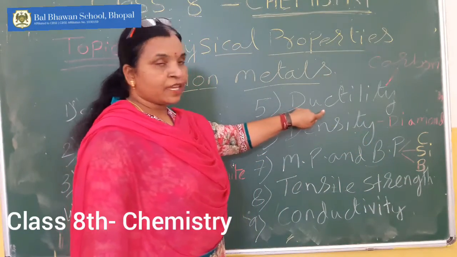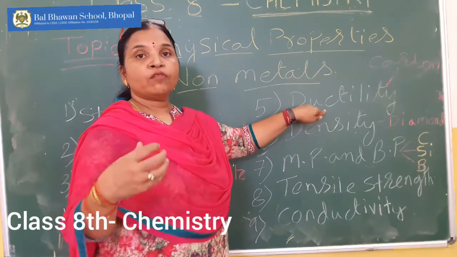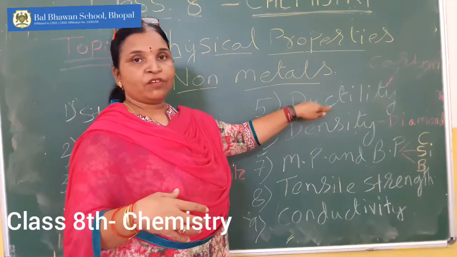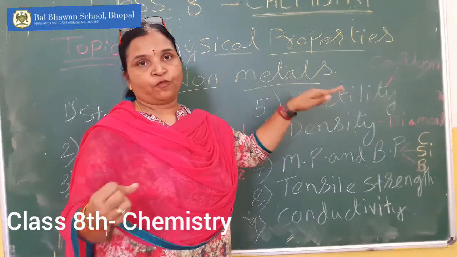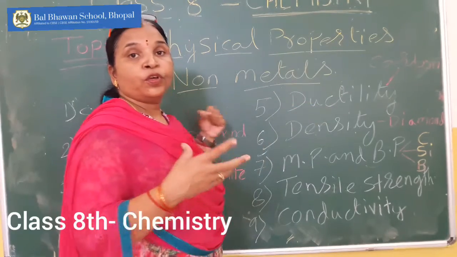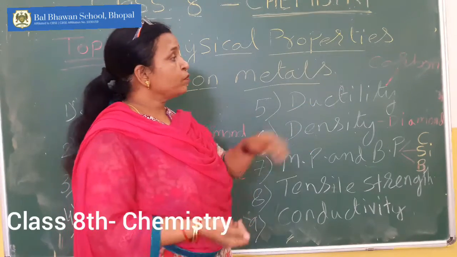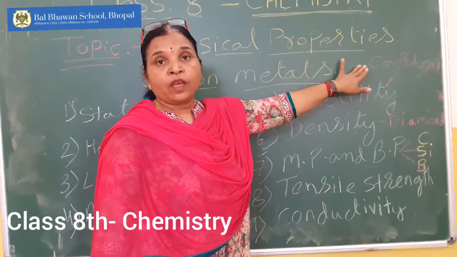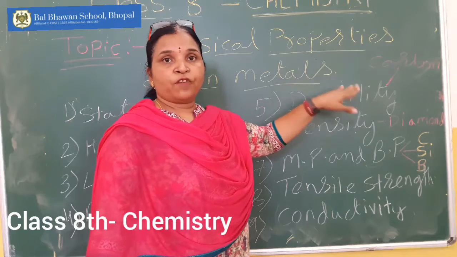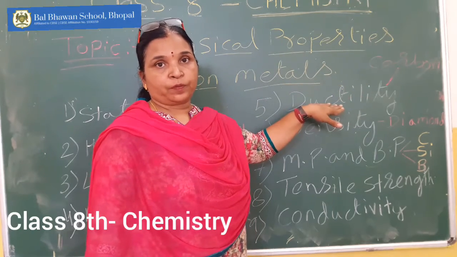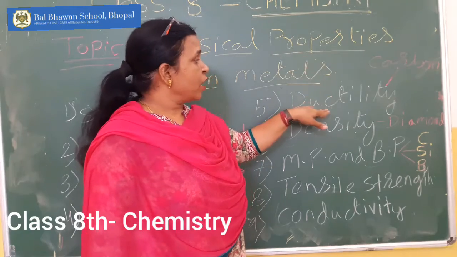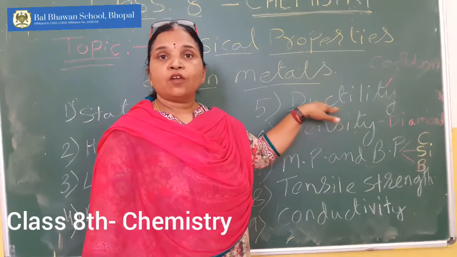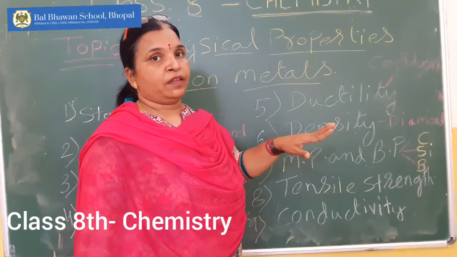So, fifth property, that is ductility. Ductility, as you all know, that is drawing wire out of the metals. So here also we cannot see this property in case of non-metals. As I have just now told you, they are brittle, they may break. But there are exceptions. Example is carbon fiber. Carbon fiber is the fiber which we obtain from carbon. So this carbon fiber is showing the property of ductility. Otherwise, non-metals are non-ductile. Clear, children?